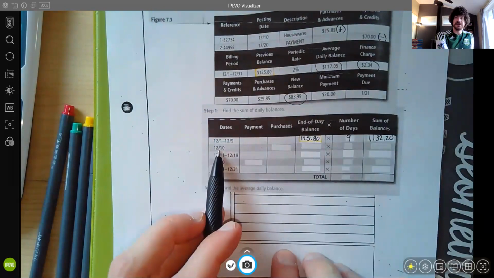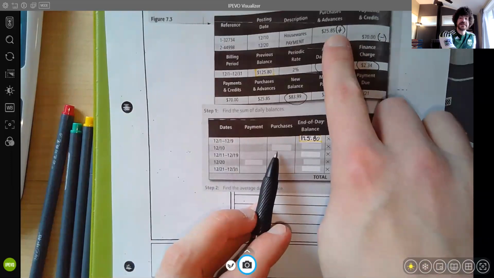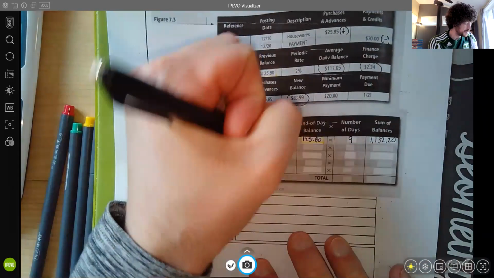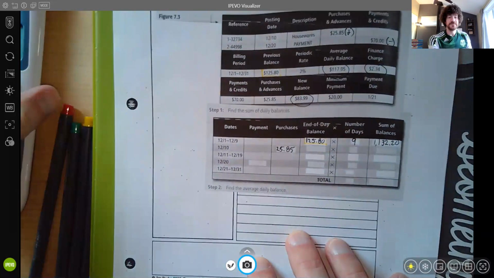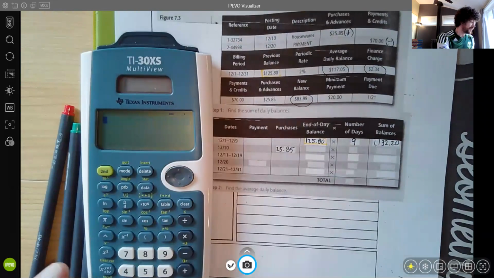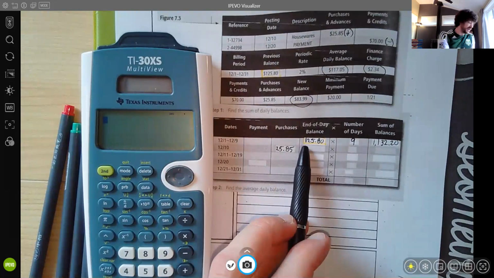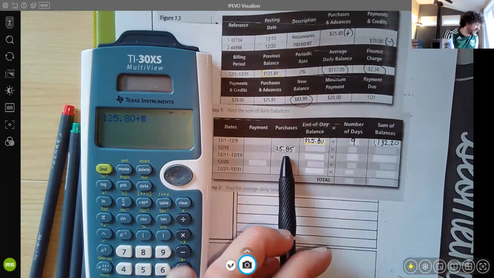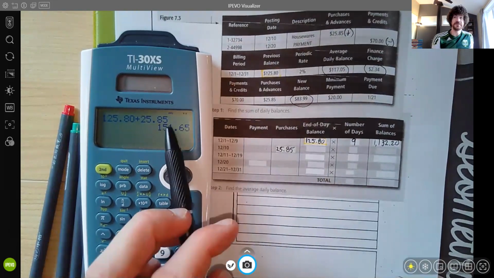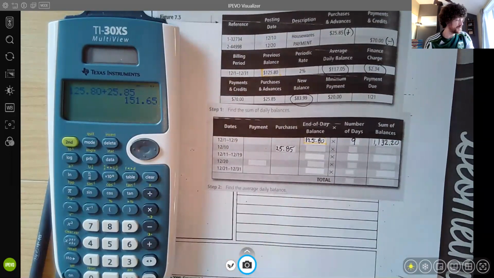So that's why here it just says 12/10, single day, and there was a purchase of $25.85. Purchases add to the balance. So the balance on the day before was $125.80. The purchase of $25.85 adds to that total and gives us $151.65 for the end of the day balance on December 10th.